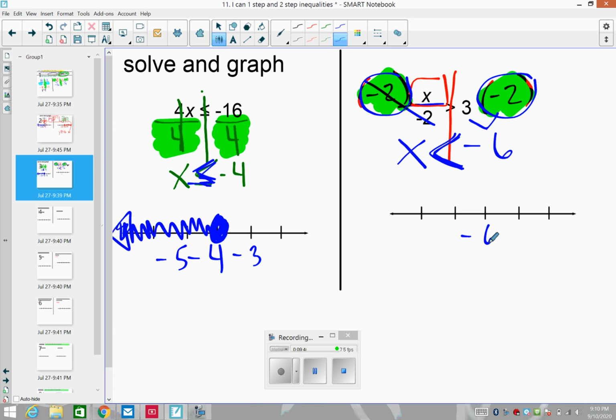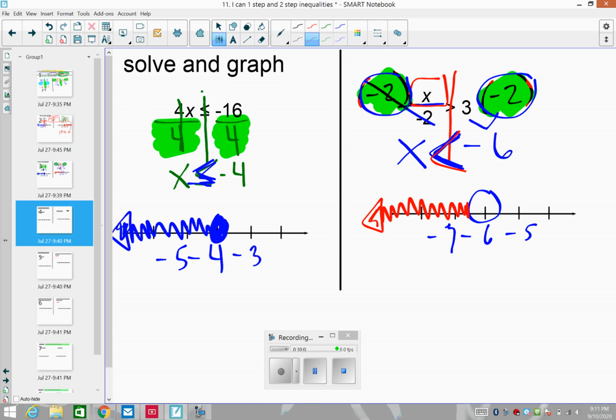So we have a -6 here, one smaller, one bigger. This time it's going to be an open circle at -6 because we don't have that bar underneath. It's just a less than sign. We're talking about all the numbers that are less than -6. So shade to the left. All right.